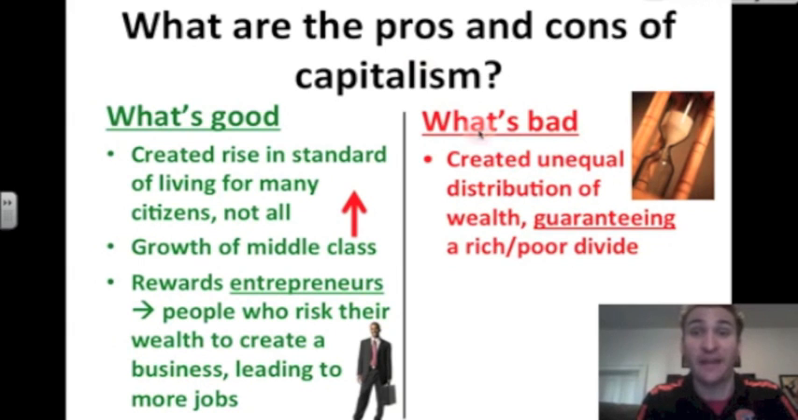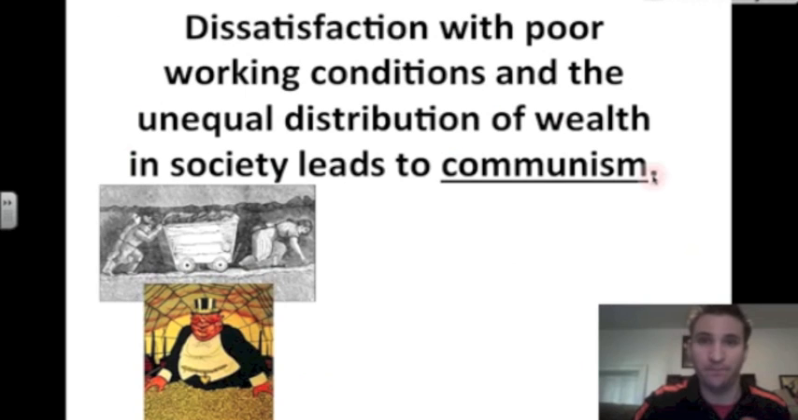Well, capitalism can create an unequal distribution of wealth, guaranteeing a rich-poor divide. Some people will have a lot, some people will have a little, and that creates conflict, tension, maybe even war at its most extreme.